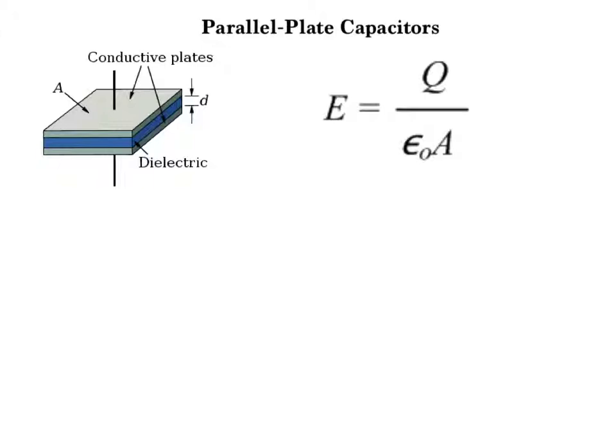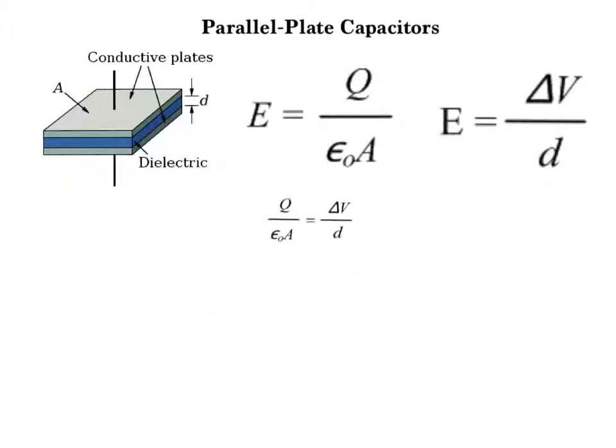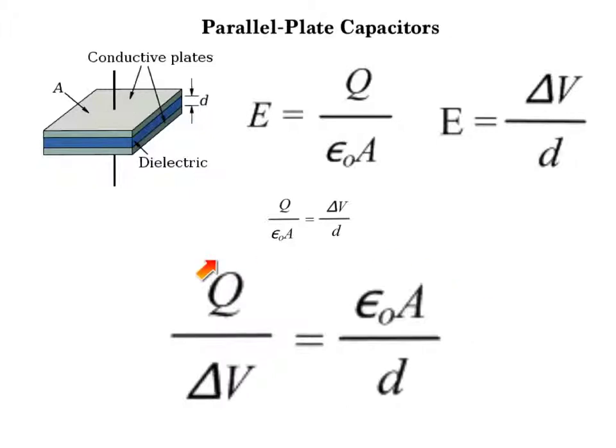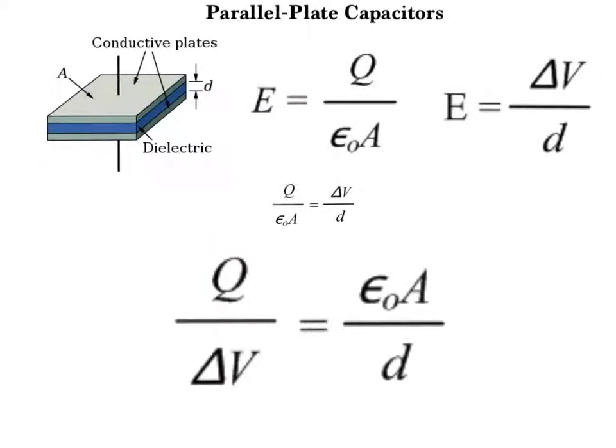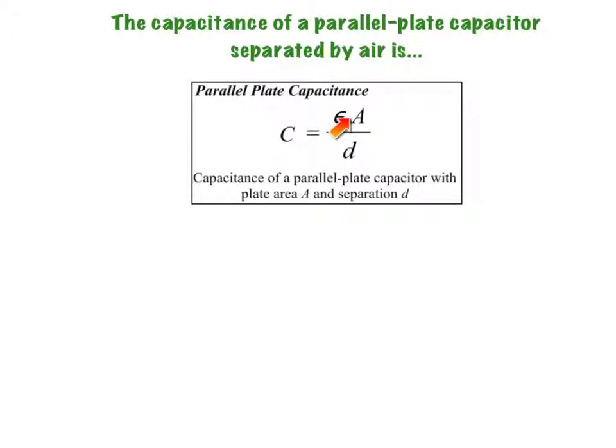Now, in one of our previous videos, we found that the electric field strength of a parallel plate capacitor is related to the potential difference and the spacing between the plates by this equation, where the electric field in the parallel plate capacitor is equal to the potential difference divided by the distance between the plates. So combining these two results, we get this right here, which we can easily rearrange to this. Now remember that this Q over V is the definition of capacitance, so the capacitance of a parallel plate capacitor separated by air is C equals epsilon naught A over d, where A is the plate area of one of the plates, and d is the separation between the plates.